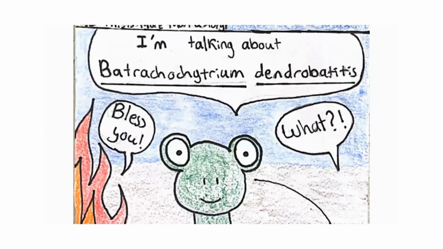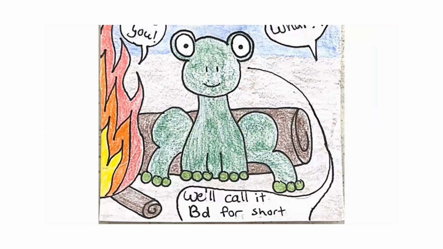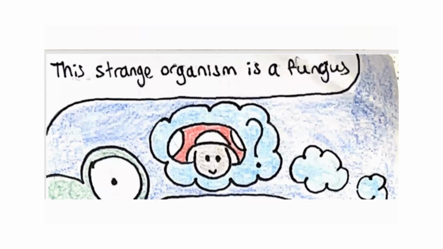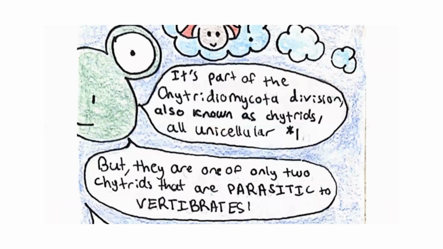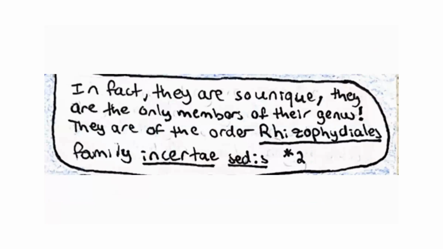I'm talking about Batrachochytrium dendrobatidis. We'll call it BD for short. This strange organism is a fungus. It's part of the Chytridiomycota division, also known as chytrids. These are all unicellular, but they are one of only two chytrids that are parasitic to vertebrates. In fact, they're so unique that they're the only members of their genus. They're part of the order Rhizophydiales, family Incertae sedis.